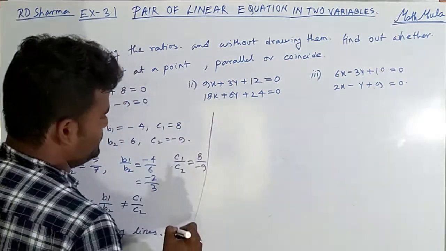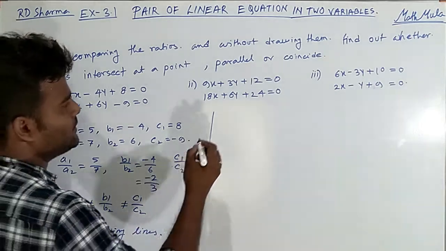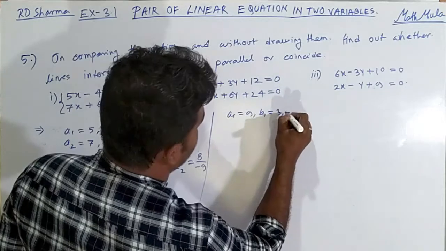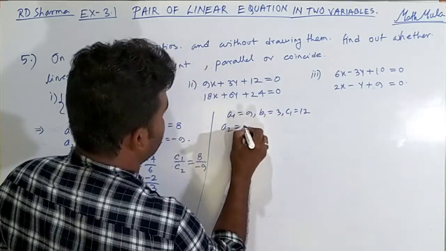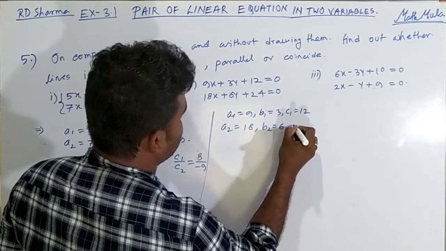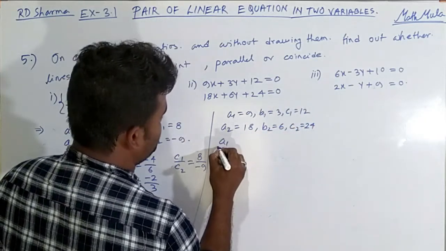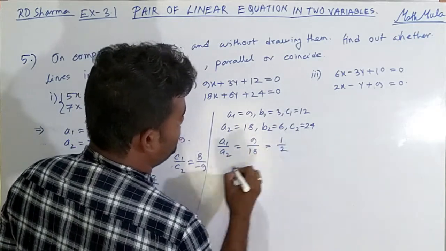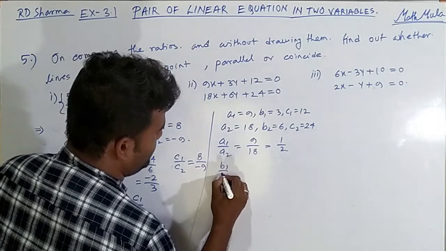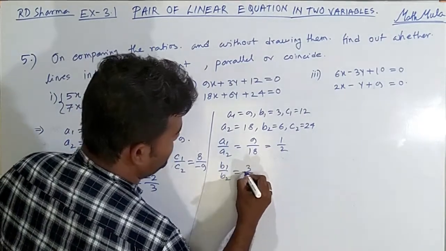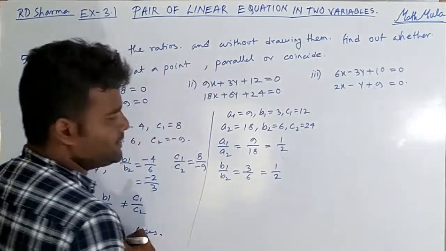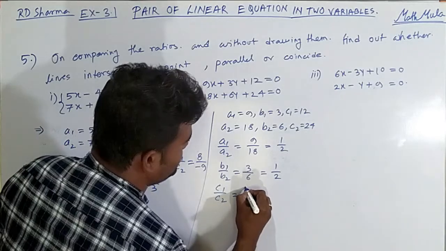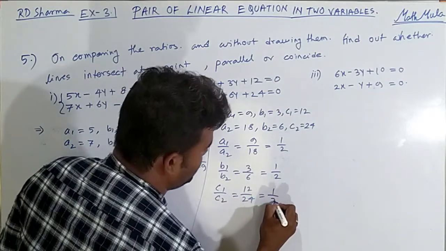Now for number 2, similarly comparing with the general equation, we get a1 equals 9, b1 equals 3, c1 equals 12, a2 equals 18, b2 equals 6, c2 equals 24. Now find the ratios: a1 by a2 equals 9 by 18, you can write 1 by 2. Again the ratio b1 by b2, that is 3 by 6. Again we can write 1 by 2. And c1 by c2 equals 12 by 24. Again we cancel them, we can write 1 by 2.